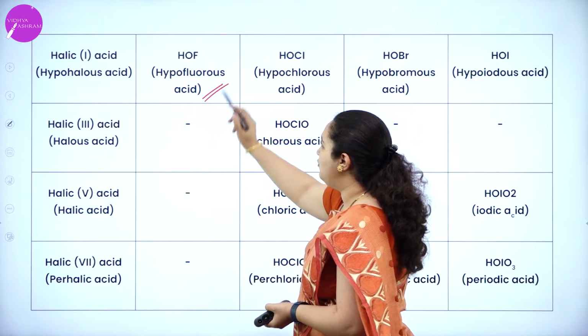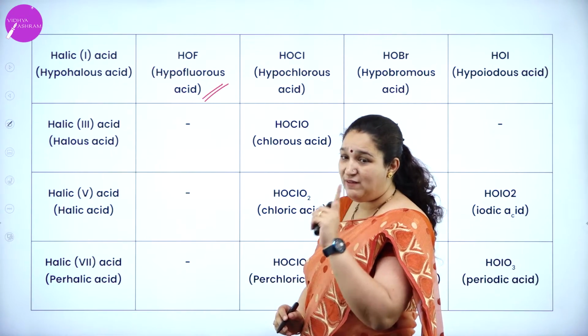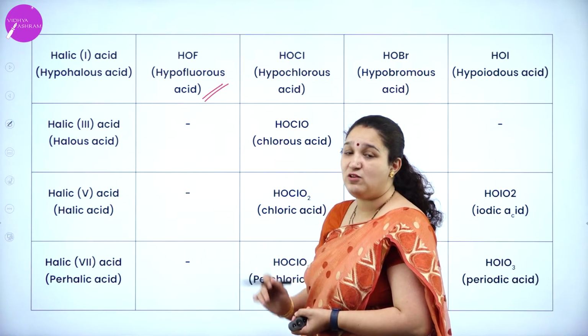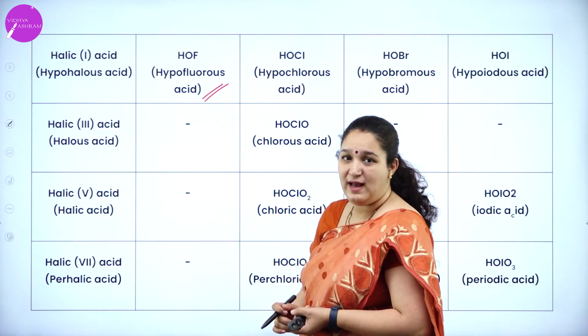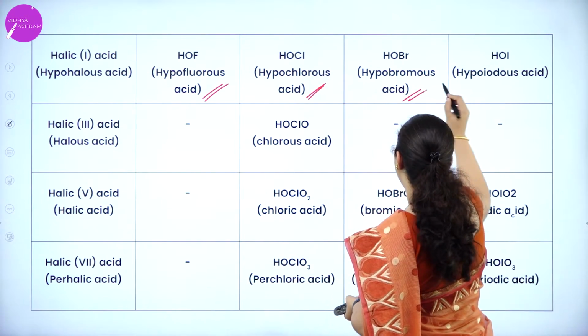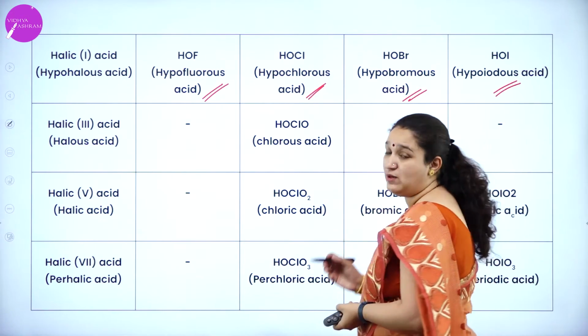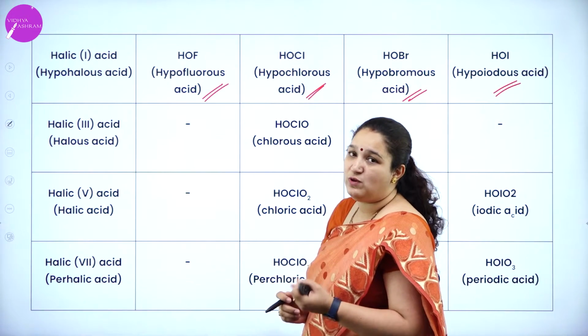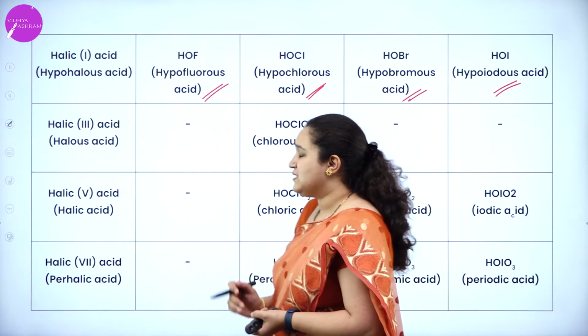You have hypofluorous acid. Fluorine will form only one type of acid. You can see the rest are blank because it will form only one type of oxo acid. But chlorine will form hypochlorous acid, hypobromous acid and hypoiodous acid. So all the other three types of halogens will form this hypohalous acid.